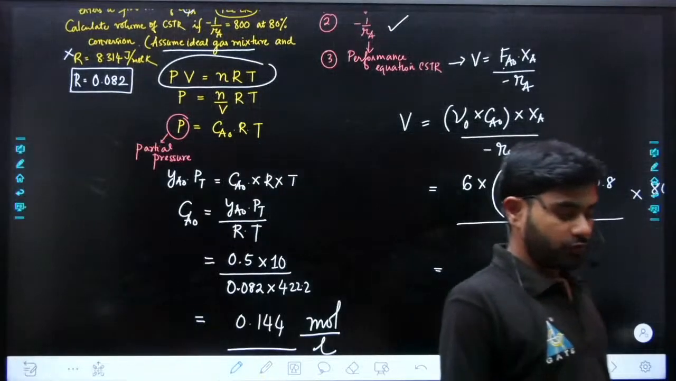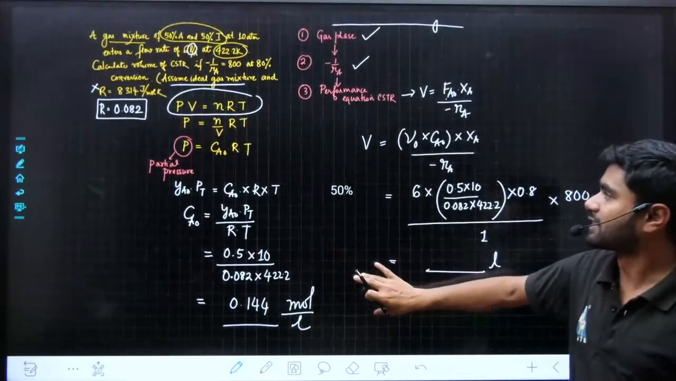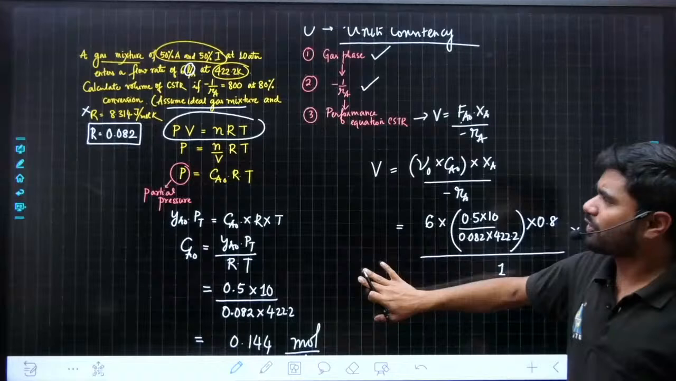CA0 is 0.144. So I'm just waiting for the answer. You can just let me know the answer for the volume. At least try to calculate. I'm talking about what steps should be followed.